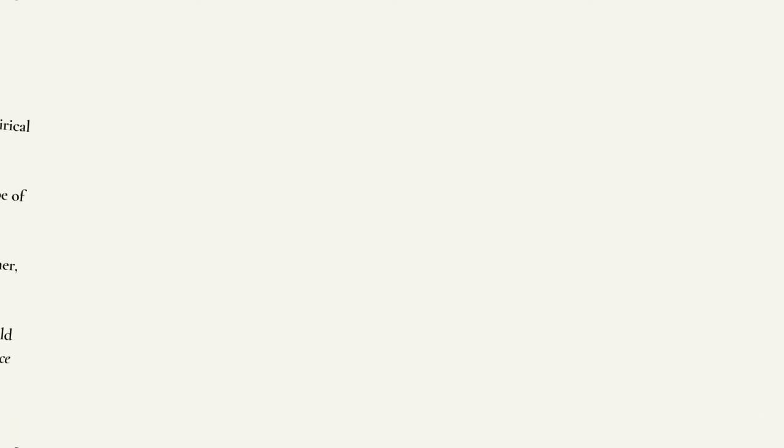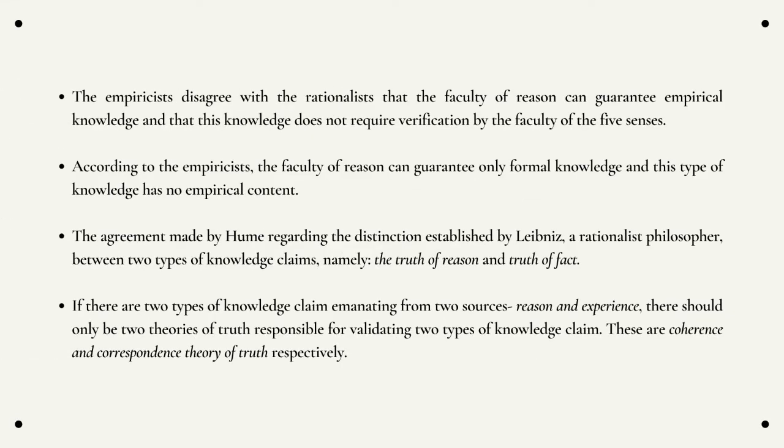So a recap lang na the empiricists disagree with the rationalists that the faculty of reason can guarantee empirical knowledge and that this knowledge does not require verification by the faculty of the five senses. According to the empiricists, the faculty of reason can guarantee only formal knowledge, and this type of knowledge has no empirical content, since rationalism does not accept knowledge from the faculty of five senses.